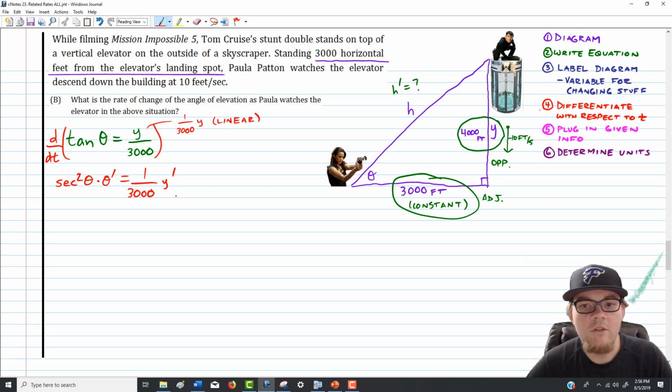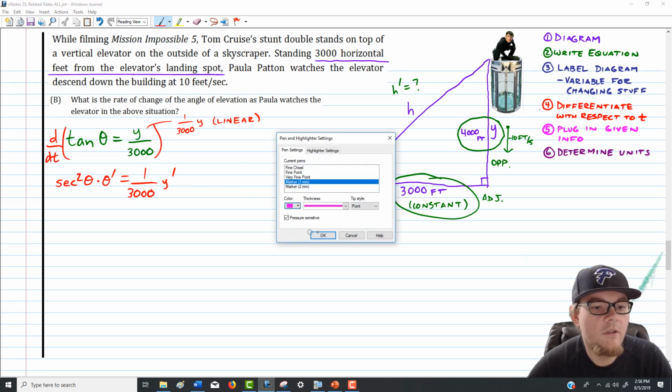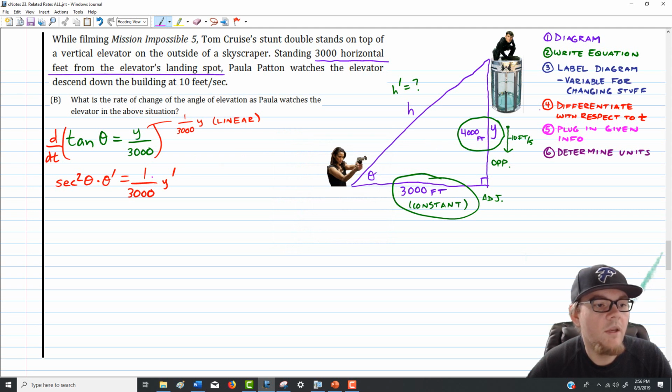Now, given this information, we have our differentiation done. Now it's a matter of plugging in the right information. So in looking up here, we know the specific y value is 4,000, but it doesn't even bring up y in this case. That's unfortunate. In addition, we've got stuff that we do know here. This is y prime. So in my equation, I can write this as 1 over 3,000 times negative 10. Because y prime was the rate at which the elevator was descending, there it is.